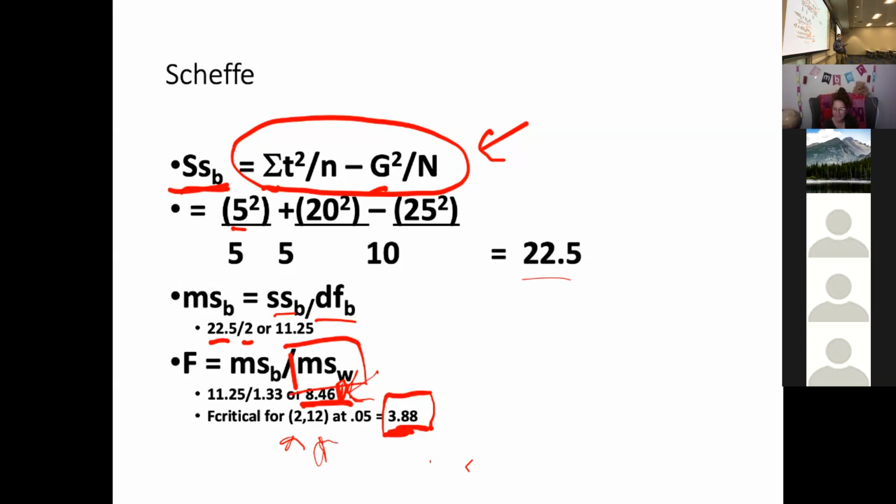Do you have to calculate a new mean squares within? Nope, you're using the same mean squares within that you calculated for the ANOVA. So once you calculate that for the main ANOVA, you just get to carry that one over.